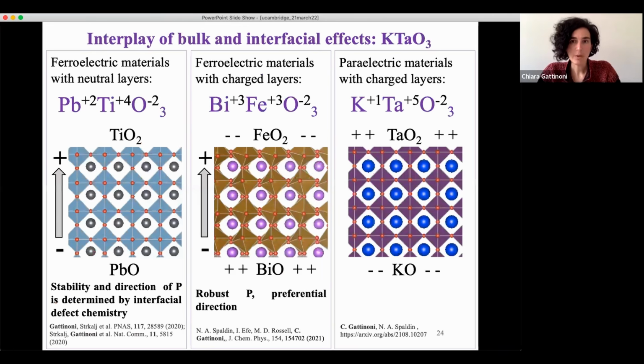The third example are non-ferroelectric materials which have polar layers. The example here is potassium tantalate. Potassium tantalate is almost ferroelectric. It's called incipient ferroelectric. So its ferroelectric transition temperature is negative Kelvin. So it's not ferroelectric, but very little can make it ferroelectric, a bit of strain, a bit of doping. And so we use this material as an example because it is easier to distort.